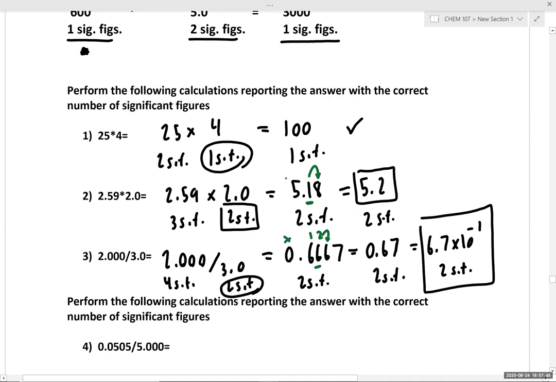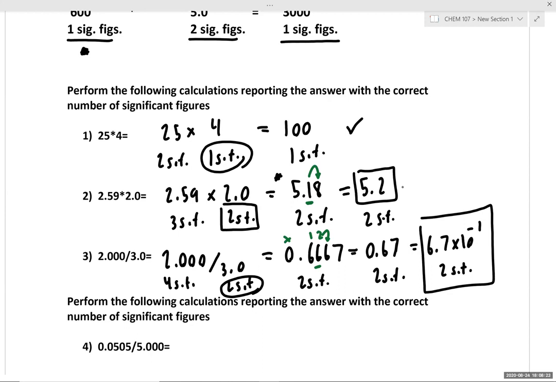We get out 5.18. However, we're not done here. We need to round 5.18 to 2 significant figures. We look for our second digit and we look one space to the right. We see 8 is greater than 5, so we round up to 5.2. Does that part make sense? Did that clarify?